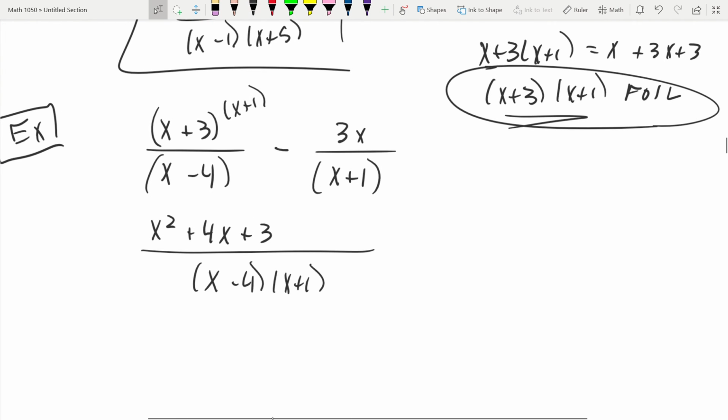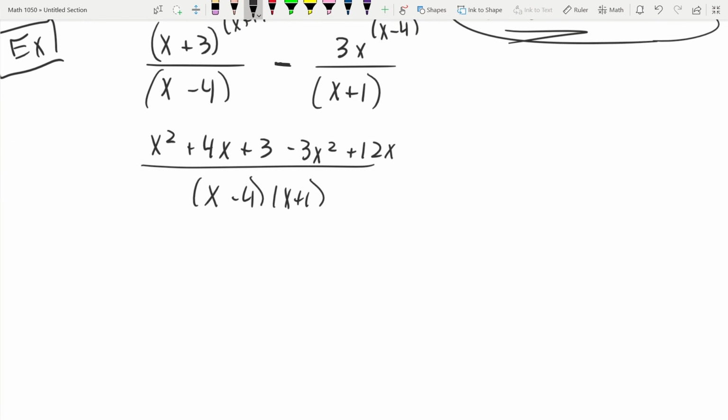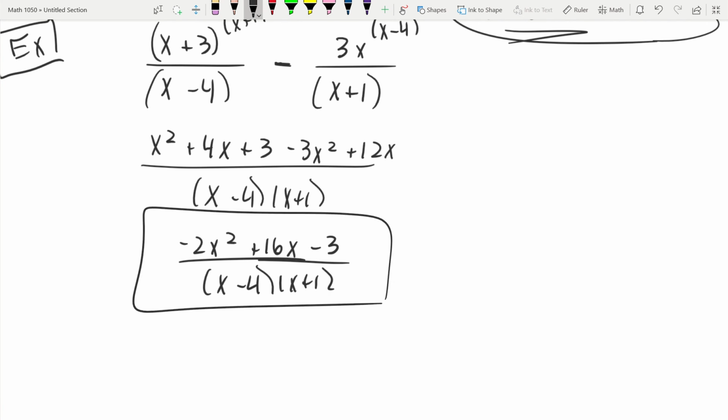You have to be careful here. Look, this guy has the x plus 1. He's missing the x minus 4. If I distribute, I get a negative 3x to the second plus 12x. Distribute the negative. Be very, very, very careful with that. Add them up. Negative 2x to the second plus 16x minus 3 over x minus 4 times x plus 1, and you're done. As far as restrictions, I'd have x cannot be 4, x cannot be a negative 1.